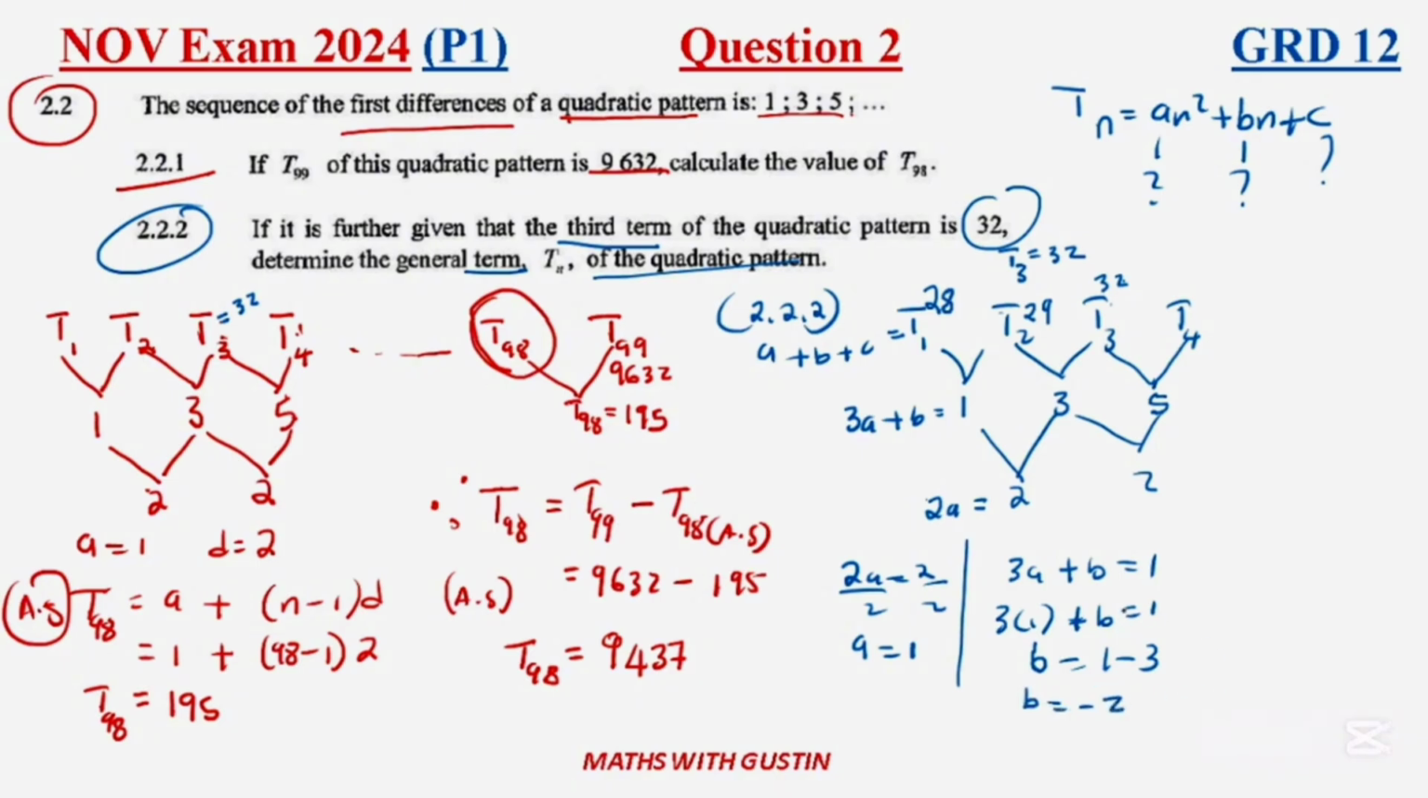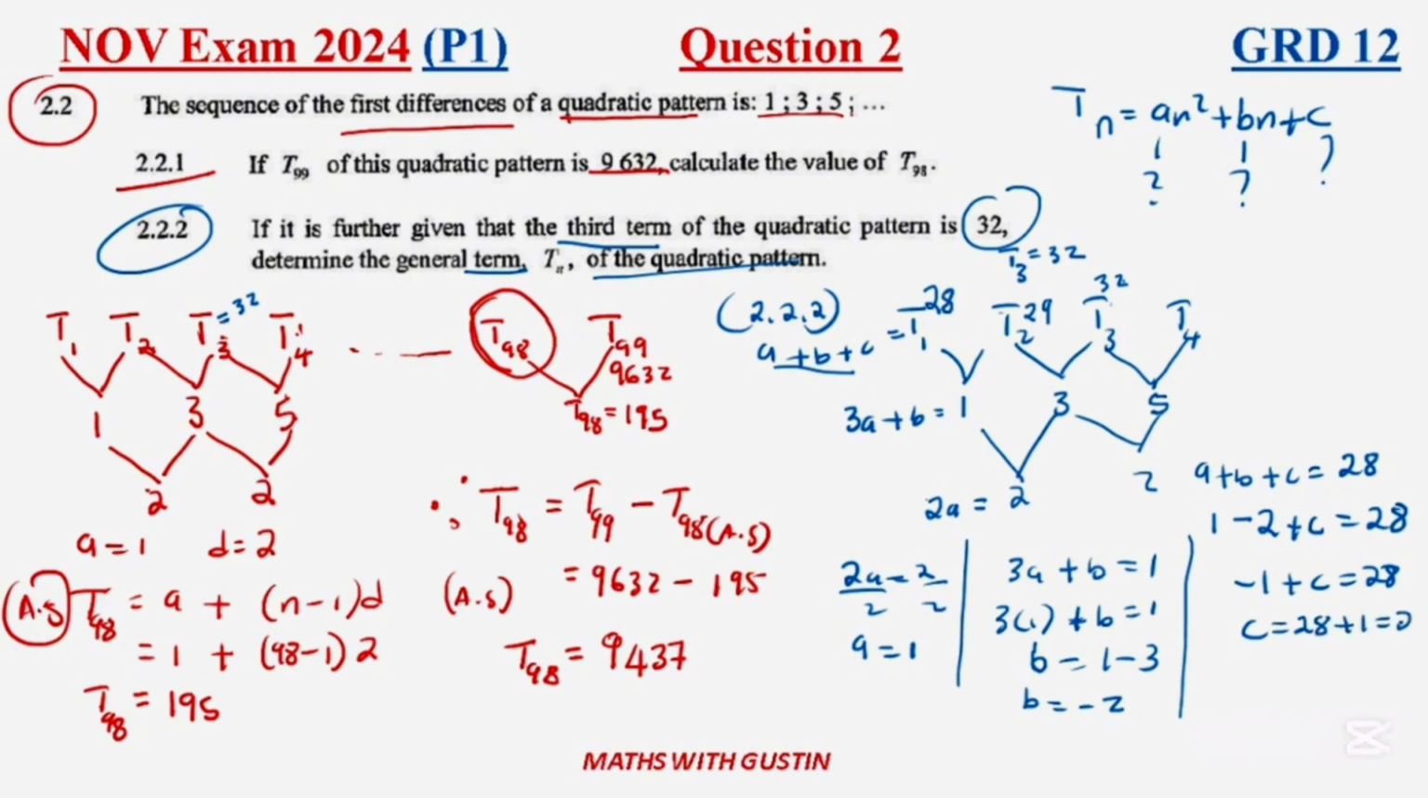Great. So now to find c, you're gonna come here, use this one here. You're going to say a plus b plus c equals term number 1, which is what, 28 in this case. So a, we already know a is equal to 1, b is minus 2, plus c is equal to 28. Therefore you're going to have minus 1 plus c is equal to 28 here. Therefore take 1 to the other side, c is equal to 28 plus 1, which is equal to 29.